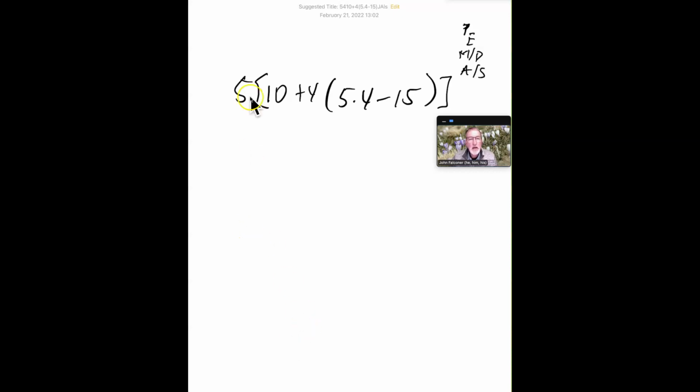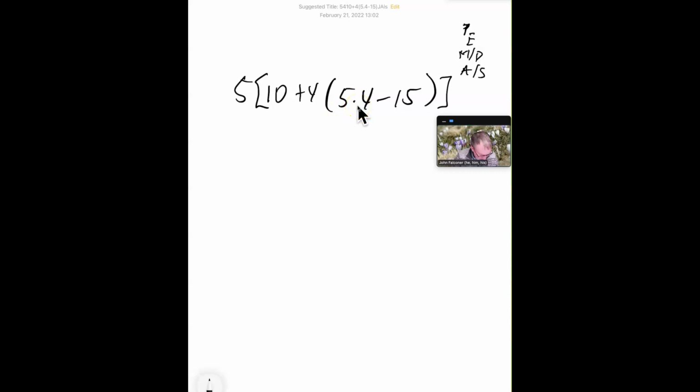So the problem is 5 times the sum of 10 plus 4 times the difference between 5 times 4 and 15. So we're going to run through PEMDAS. It's basically 3 steps unless you have parentheses, and then you're going to go inside the parentheses and start inside the deepest set of parentheses. So we've got square brackets here and then regular parentheses. The regular parentheses are nested deeper than the square brackets, so we're going to go as far as we can. And we have 2 operations.